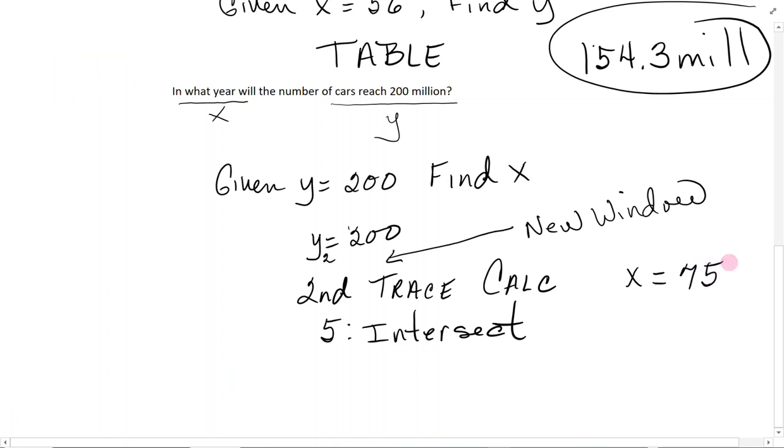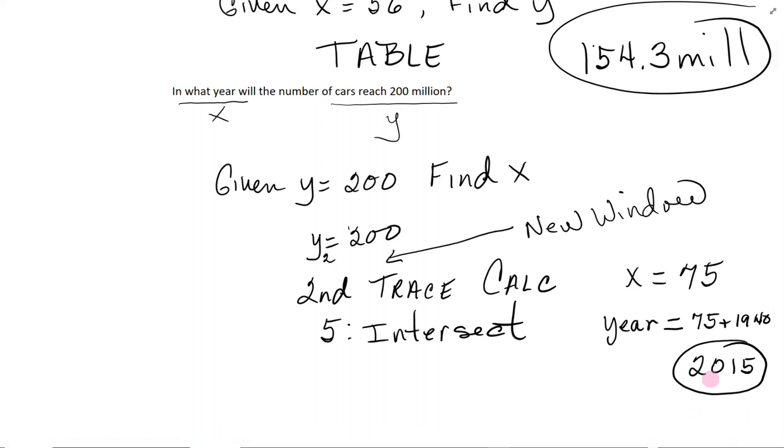Now, X is 75, but what year is it? X is the number of years since 1940. So the year will be 75 plus 1940, which is 2015. So according to this model, a few years ago, we already had 200 million cars in the United States.